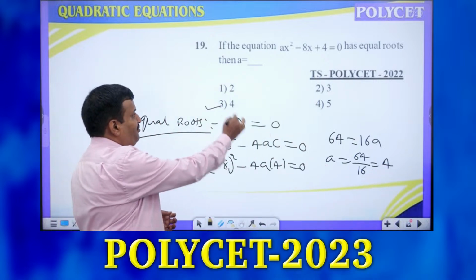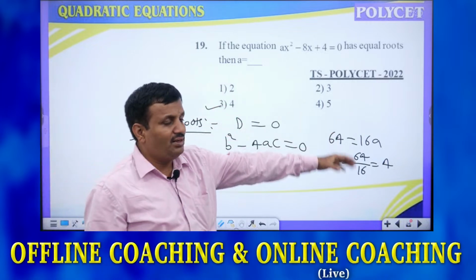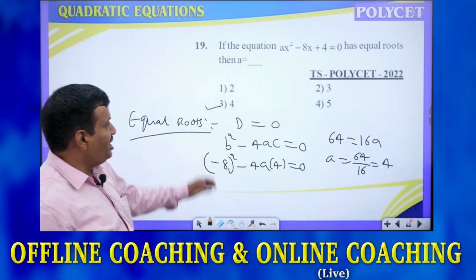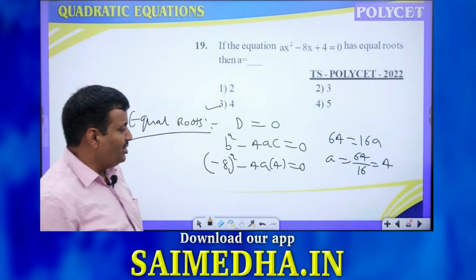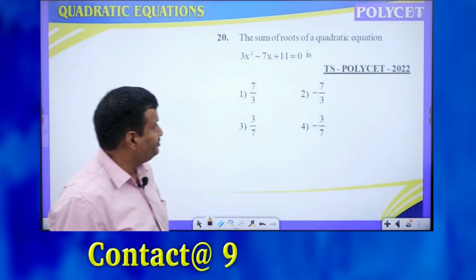A value is 4. What is the condition he has specified here? Roots are equal. What is the condition for this one? Discriminant equal to 0. Very good. Yeah, coming to our next question here.